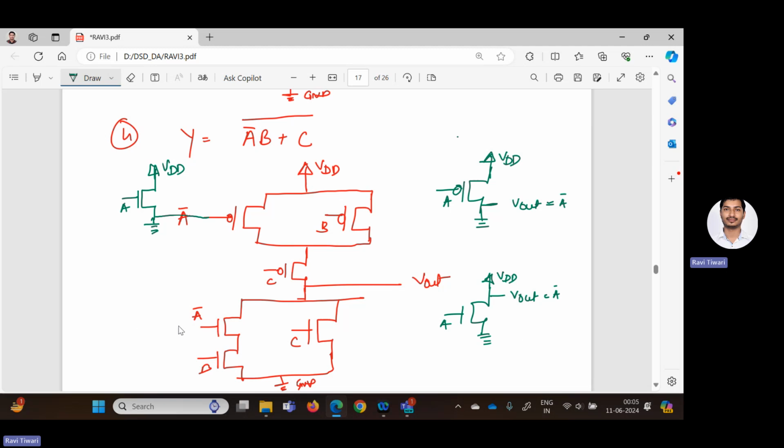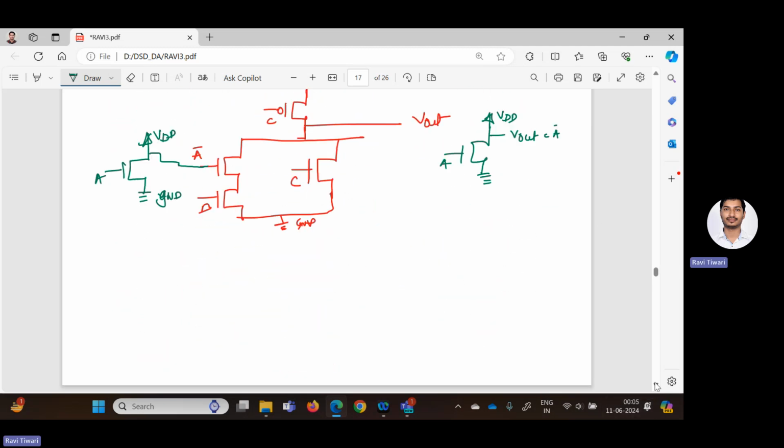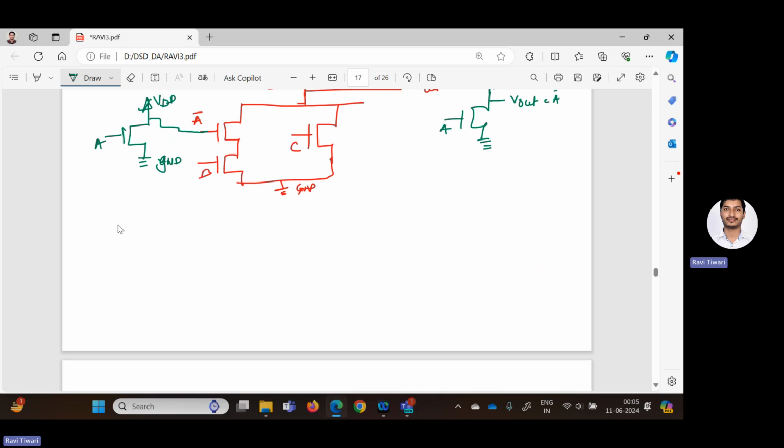So for getting the A bar, you need to connect near to VDD like this. Here you give A, this is VDD. This was the PMOS, that's why the bubble should be required. And now this is connected near to VDD, and this is ground GND. Clear? Now the last question based on the CMOS, and you see how we can solve this type of question.